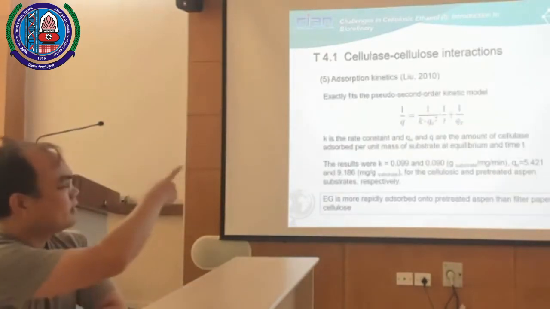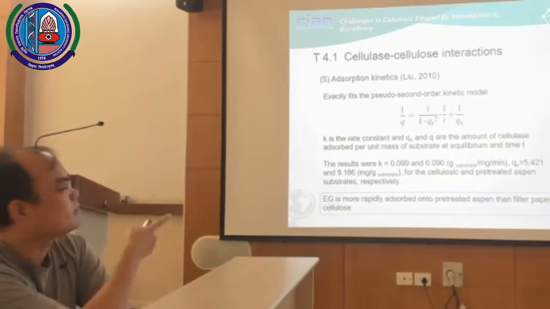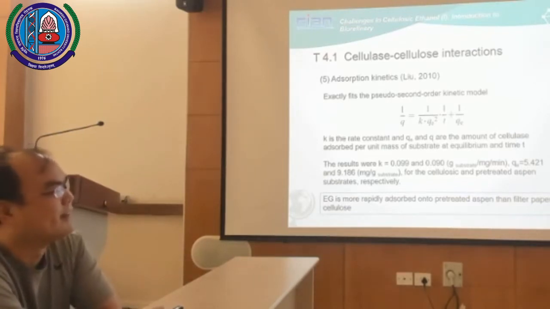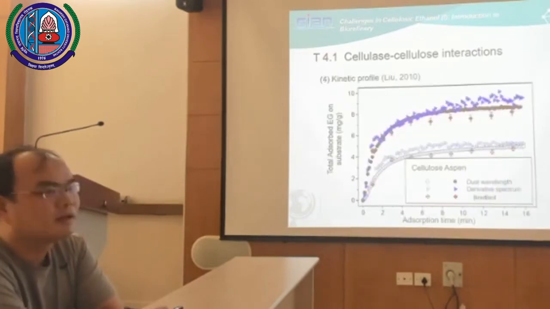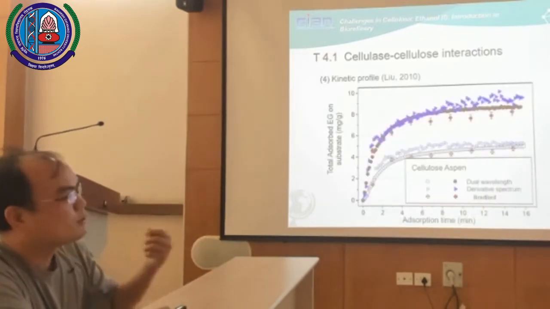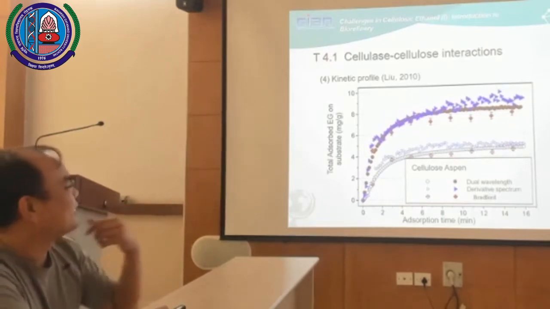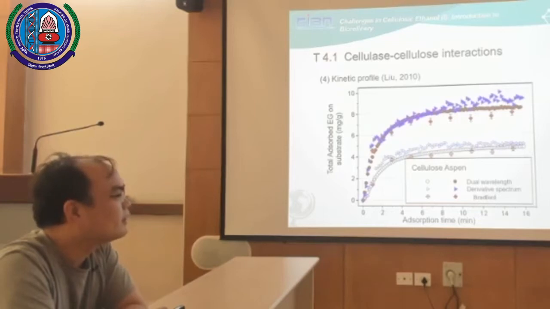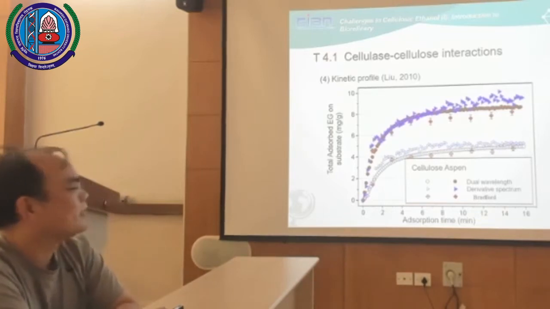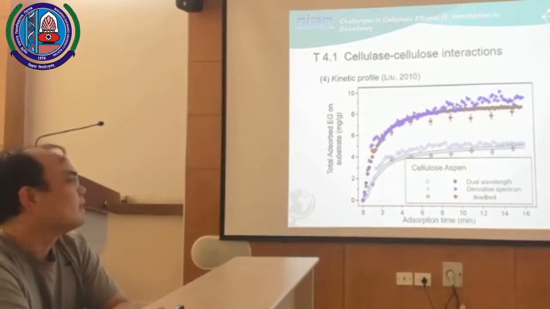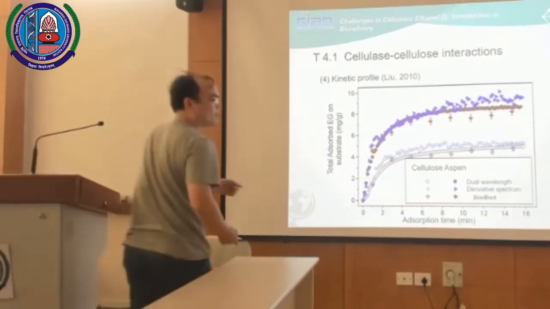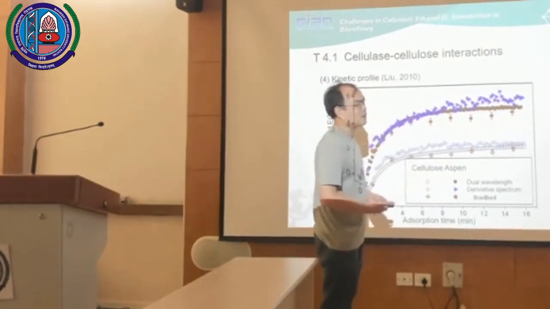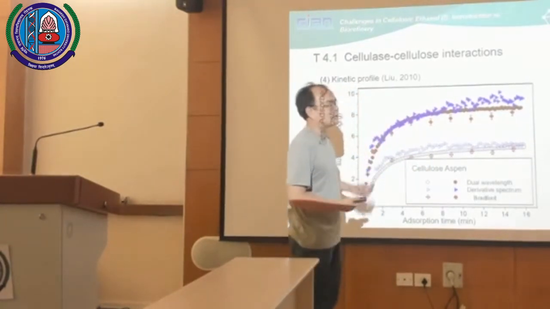We use this to build up this kinetic model. I cannot do the calculation, and she helps me. And we tried a lot of different models to fit the data. Cellulose as well as aspen, different. I don't know why, but actually the pre-treated aspen has a higher absorption capacity to cellulose.